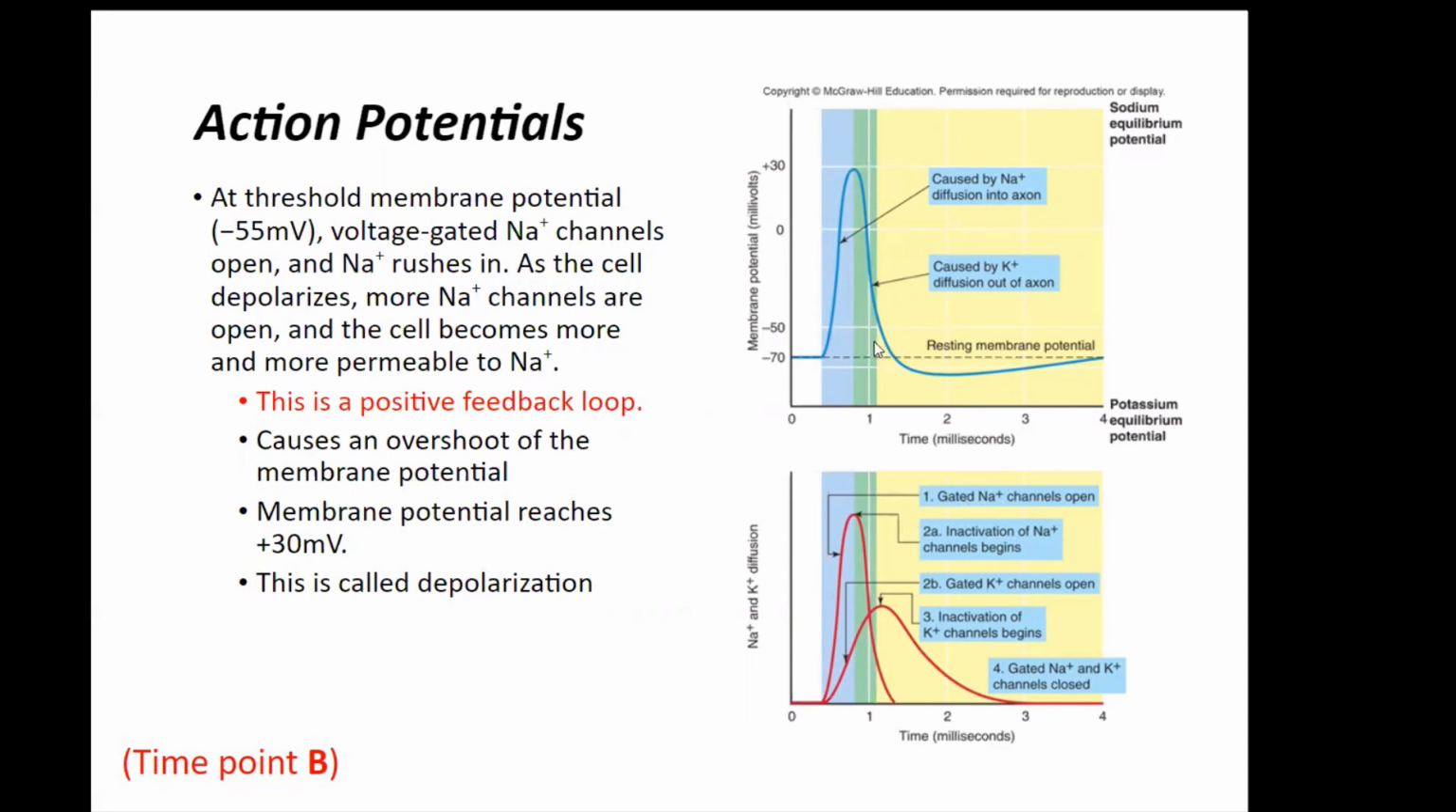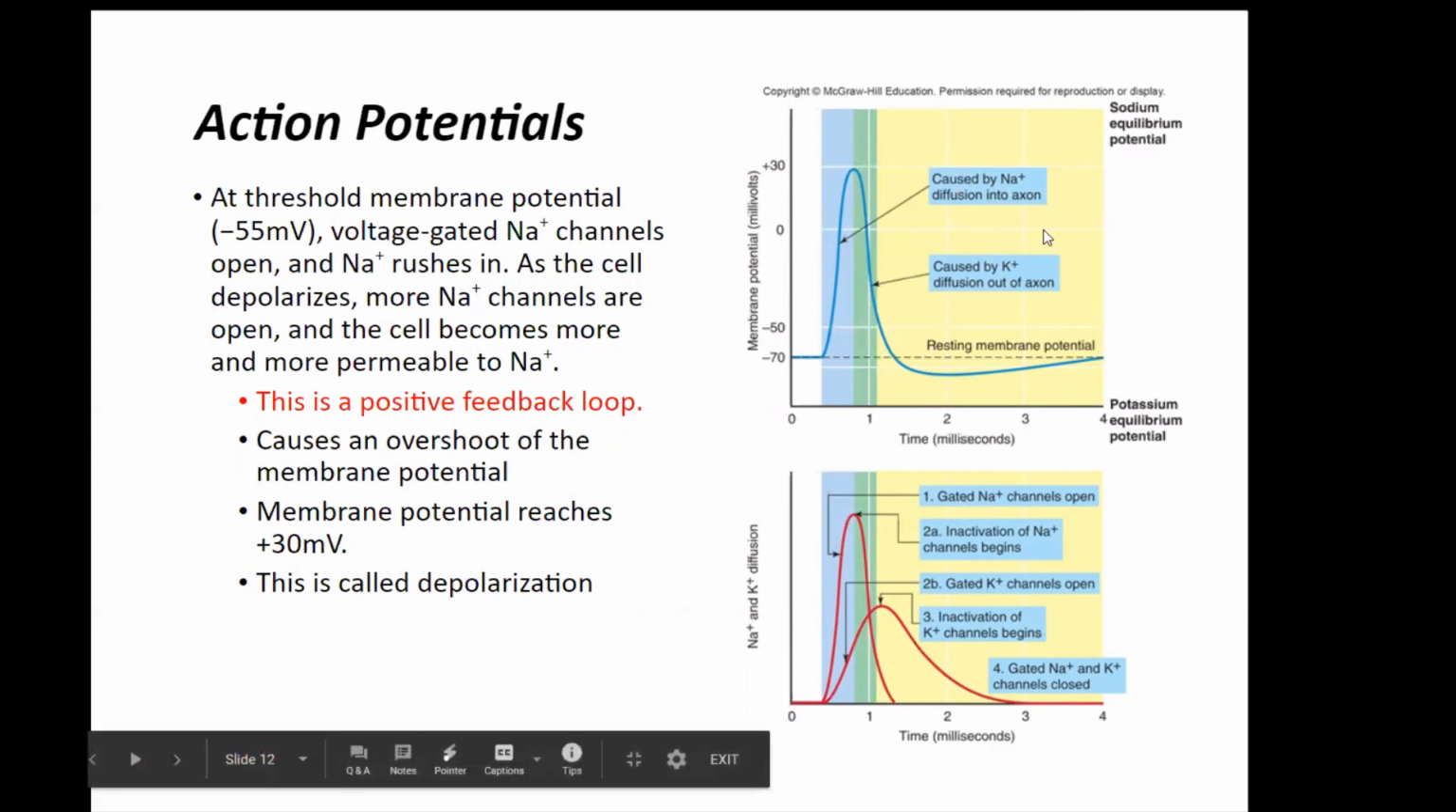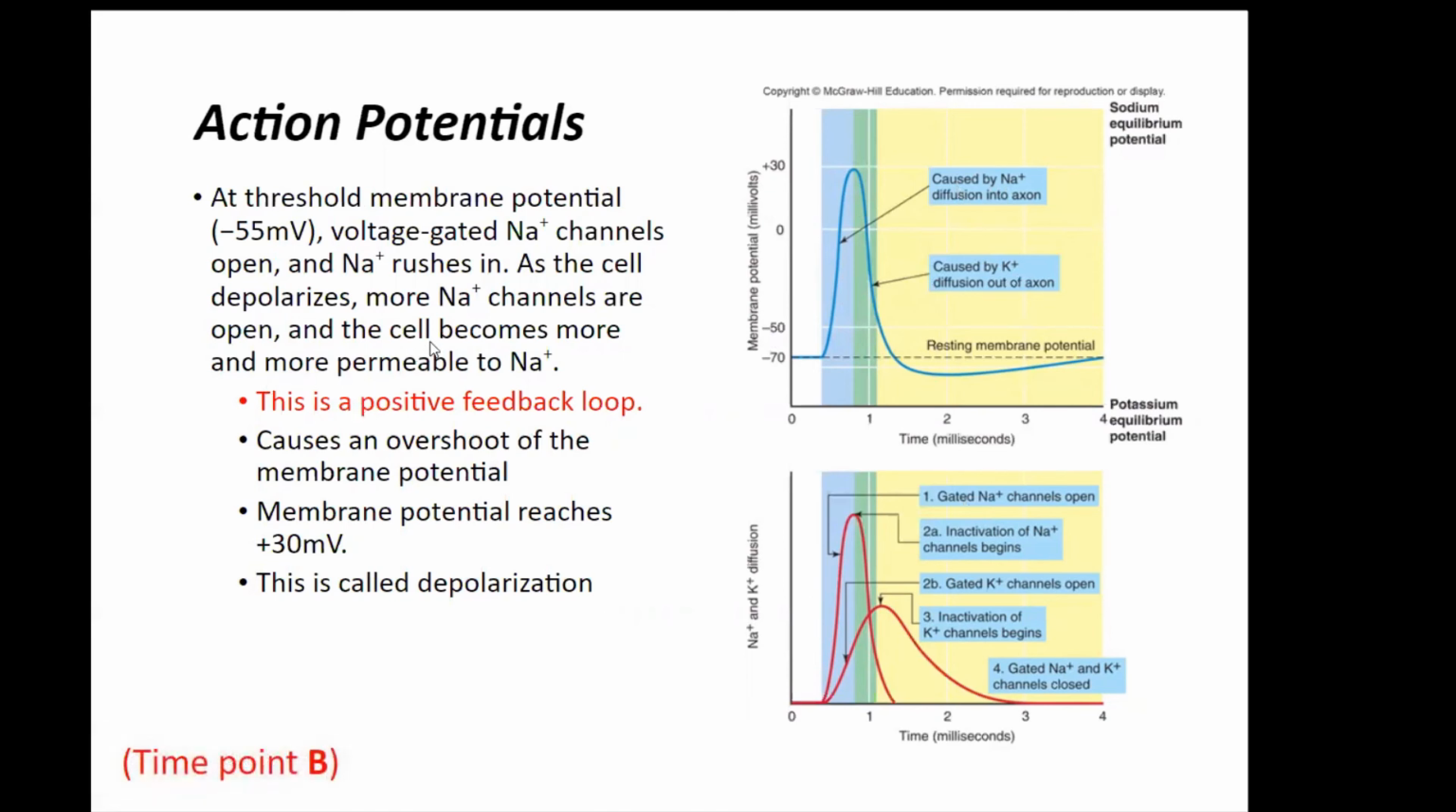Okay. So this is a positive feedback loop. It causes more and more sodium to come in. It causes the membrane potential to shoot up. It gets over negative 70. That's not surprising. It gets all the way up to positive 30. And we call this phase of the action potential depolarization. So the first part, and we'll see that picture with the areas of the action potential highlighted in different colors, the first part is depolarization.